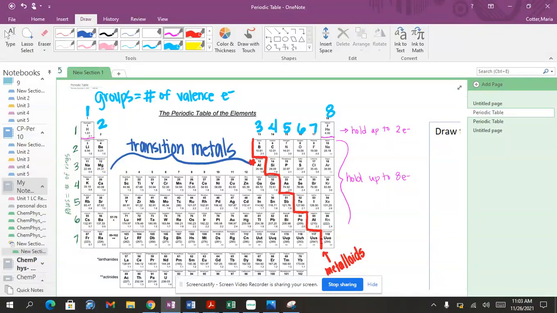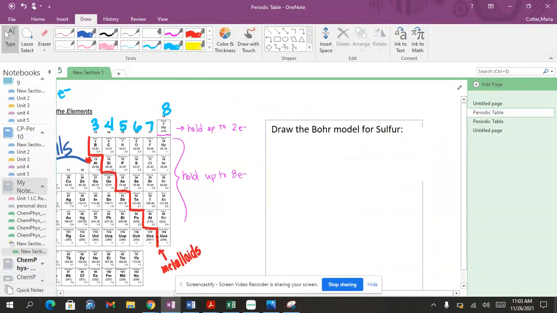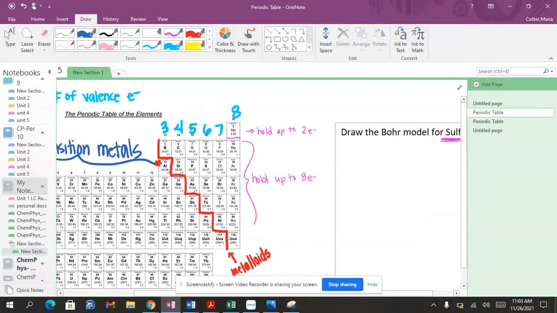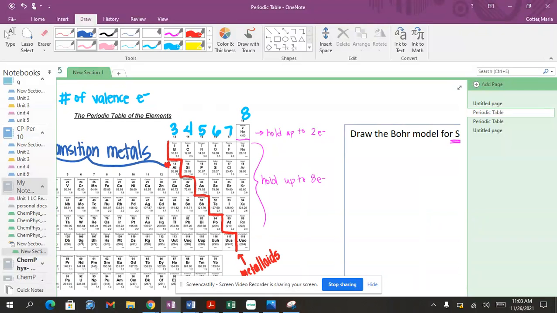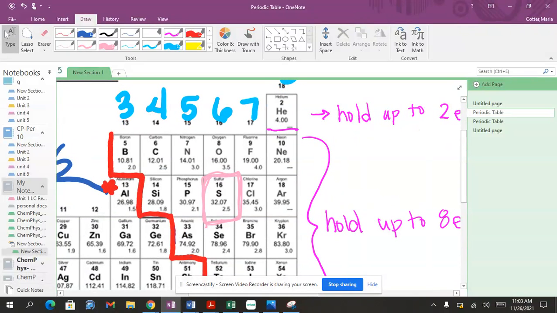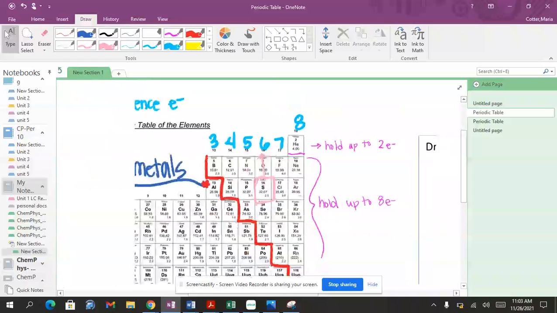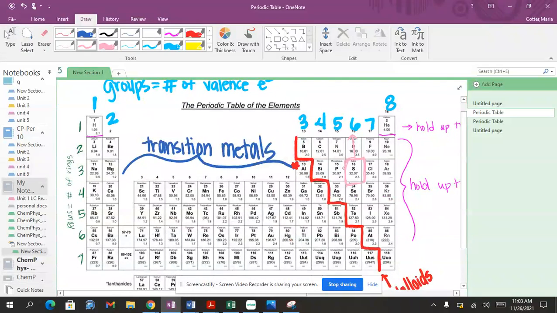So here's a trick, again using what we've already identified as those basic trends. If we were to have to draw the Bohr model for sulfur, what we first need to do is find sulfur. So we're going to find sulfur right here. Sulfur is on the nonmetal side. Sulfur itself is a nonmetal. And when we look at sulfur, sulfur can be found in group number 6 and row number 3.